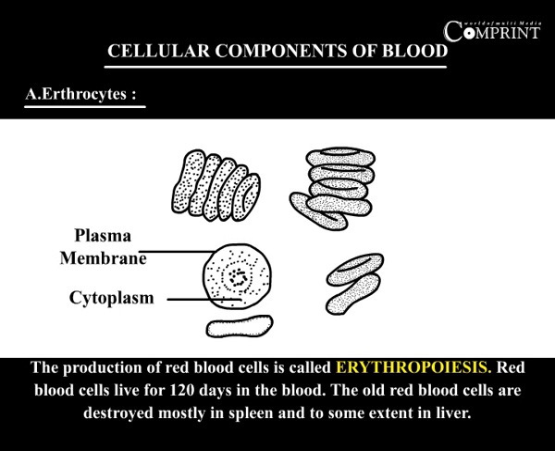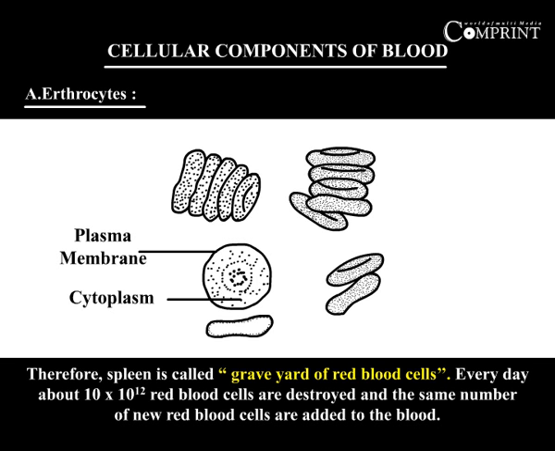The old red blood cells are destroyed mostly in the spleen and to some extent in the liver. Therefore, the spleen is called the graveyard of red blood cells. Every day about 10 × 10¹² red blood cells are destroyed and the same number of newborn red blood cells are added to the blood.